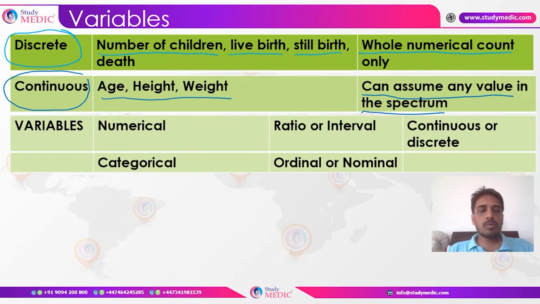Now to summarize, variables are either numerical or categorical. Numerical variables are measured in ratio and interval scale. They can either be continuous or discrete, whereas categorical variables are measured in either ordinal or nominal scale.